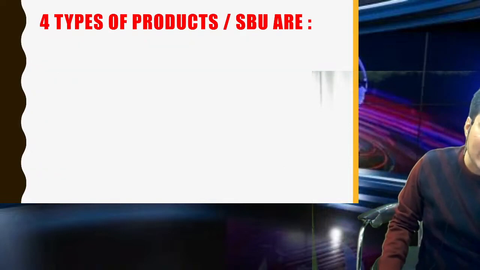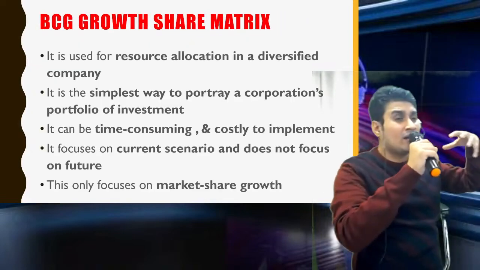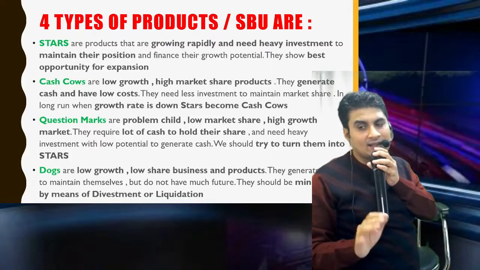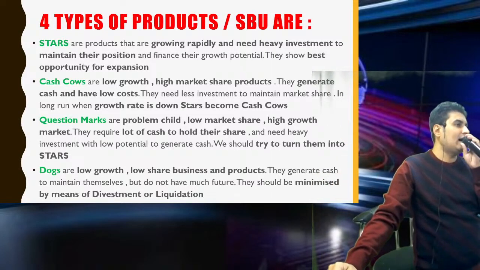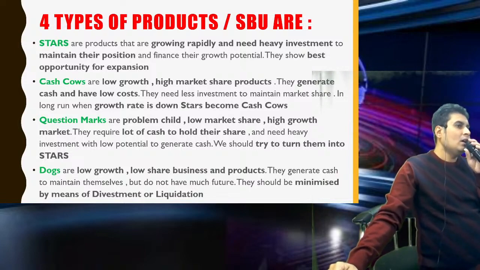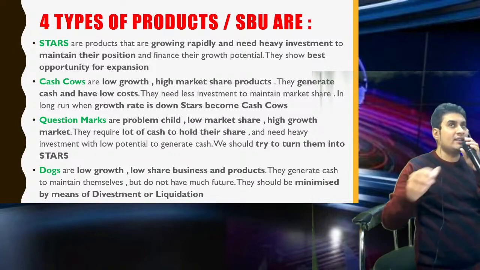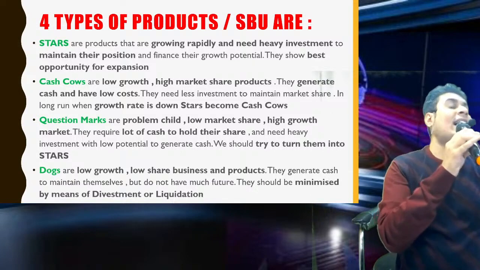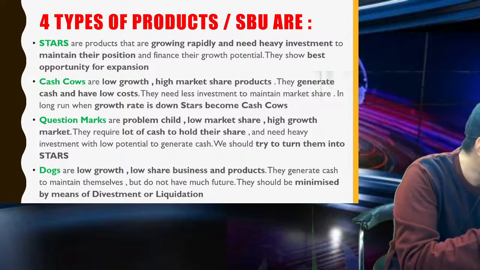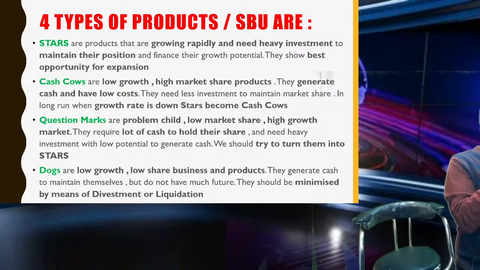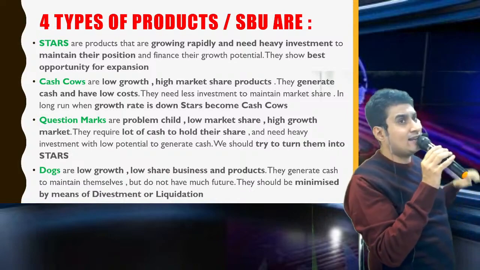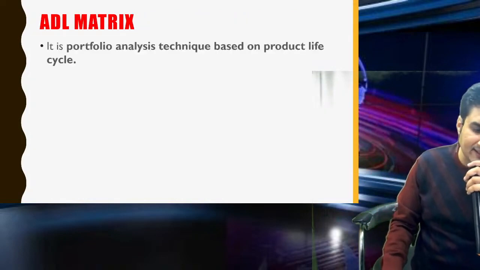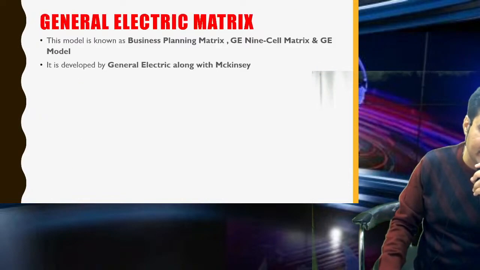Then comes another brilliant matrix which tells you, if you want to invest, which products you should invest in. Divide into four parts: star, question mark, cash cow, dog. One more time. Star: high market share and high growth rate. Question mark: low share, high growth. Cash cow: high share, low growth. And low, low is dog. Now comes another brilliant matrix.